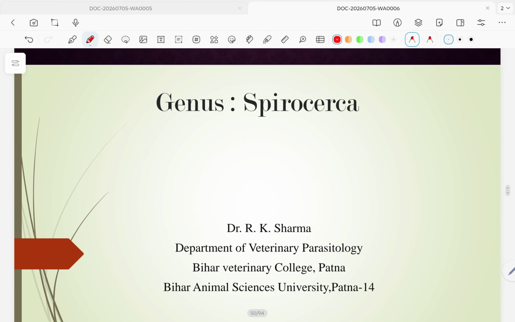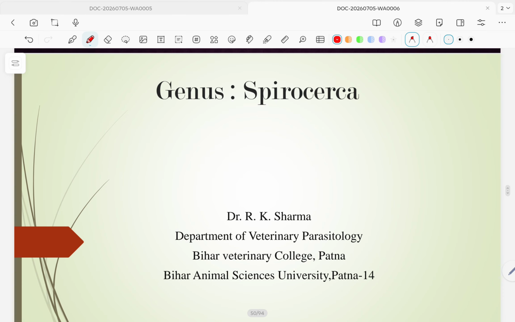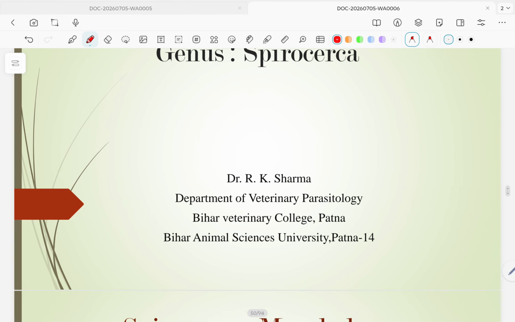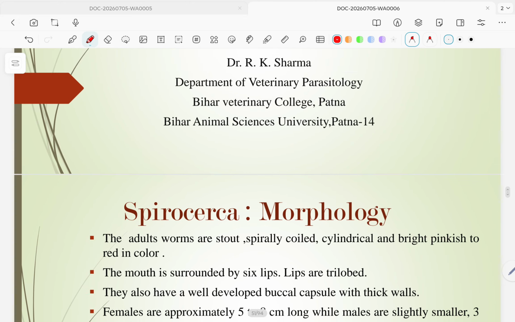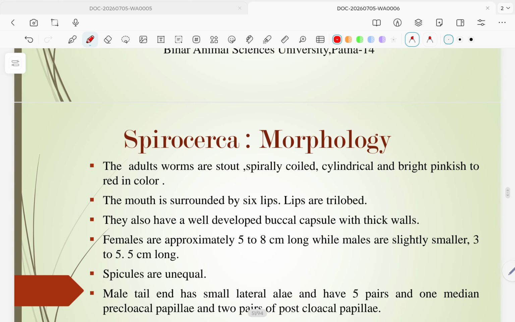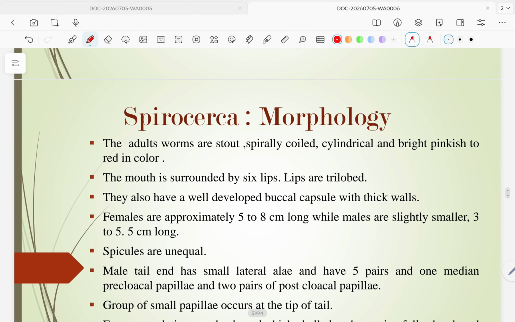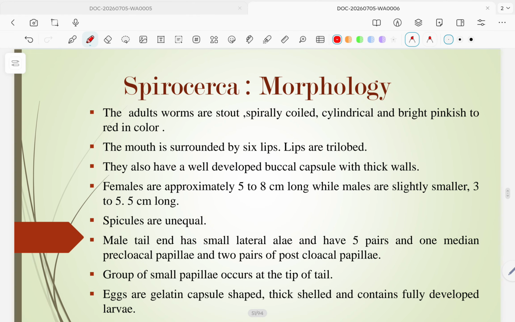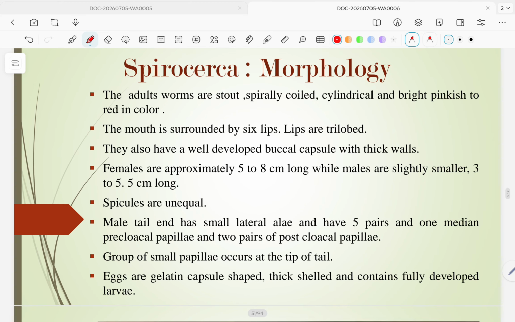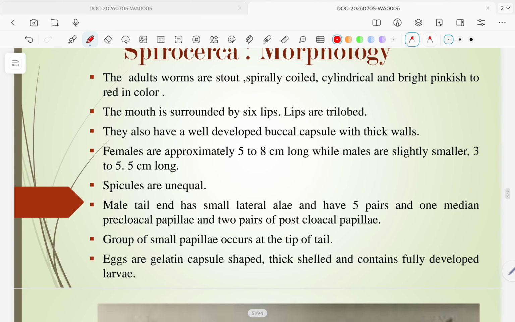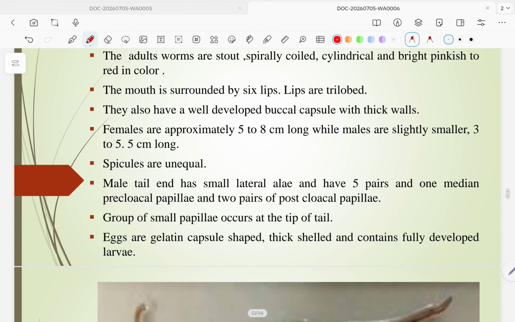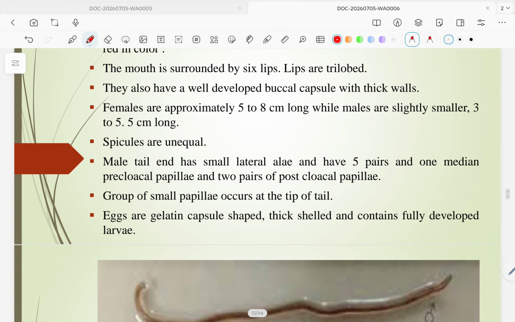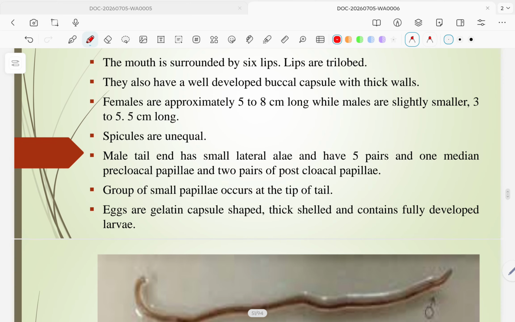Genus Spirocerca. Spirocerca morphology. The adult worms are short, spirally coiled, cylindrical and bright pinkish to red in color. The mouth is surrounded by 6 trilobed lips. They also have a well-developed buccal capsule with a thick wall. Females are approximately 5 to 8 cm long, while males are slightly smaller, 3 to 5.5 cm long.